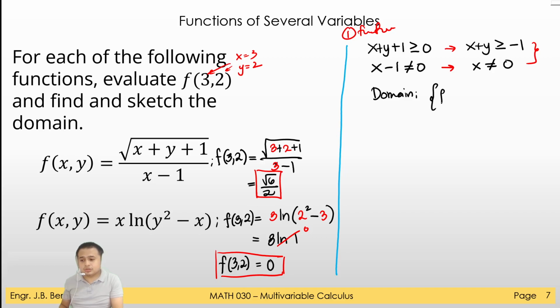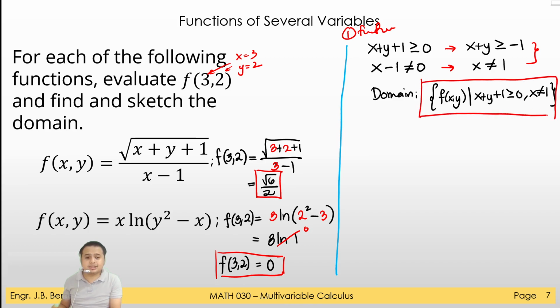So therefore, the domain of your function should be written in this way. Your function f of x, y is defined wherein x plus y plus 1 is greater than or equal to 0, and x should not be equal to 1. Okay, so that's basically your domain.